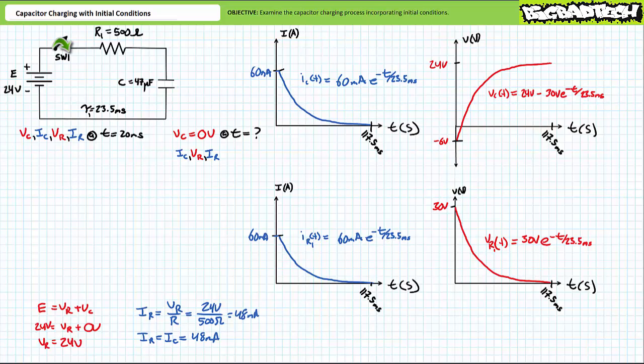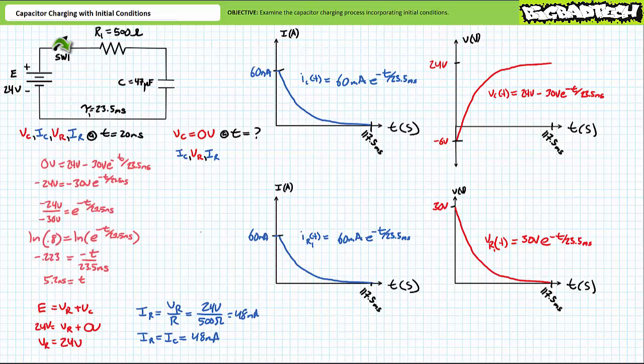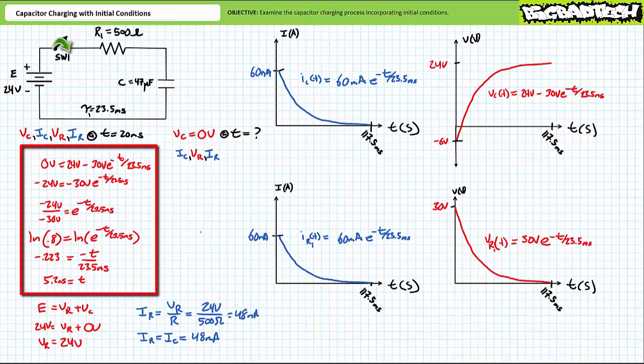Importantly, when does this event occur? We could use any of these expressions to solve for the time value that satisfies any of these conditions because they all happen simultaneously. Let's just use the expression for Vc of t. 0 volts equals 24 volts minus 30 volts times e to the negative t over 23.5 milliseconds. What time value satisfies this condition?